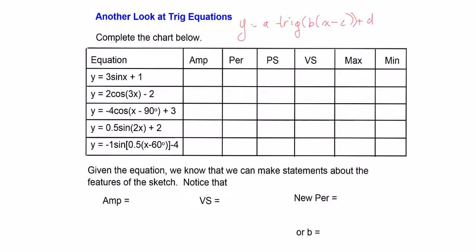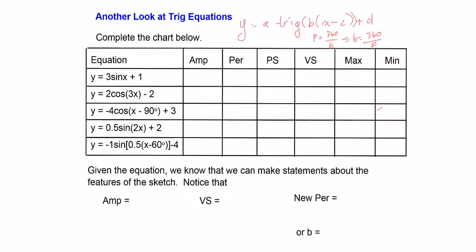Remember, with our periods, our period is equal to 360 over B, which also means that B is equal to 360 over the period.